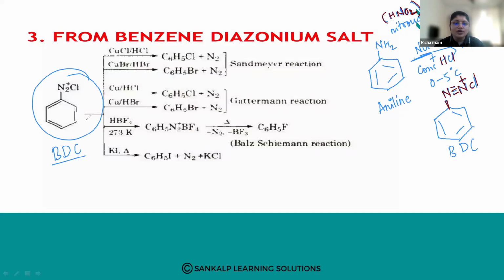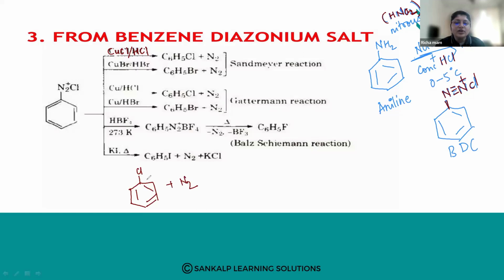Now, when you take this benzene diazonium chloride and treat it with cuprous chloride, CuCl, in the presence of HCl, what will you get? Your benzene, that is C6H5, and your N2Cl will be replaced by Cl plus N2. And again, same way, if I want a bromobenzene.